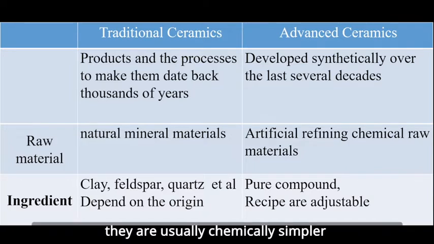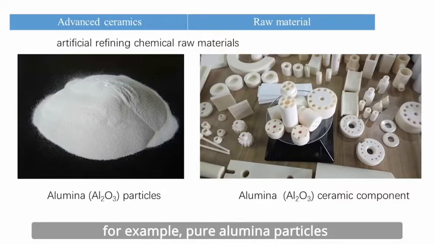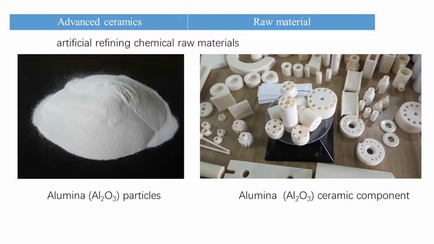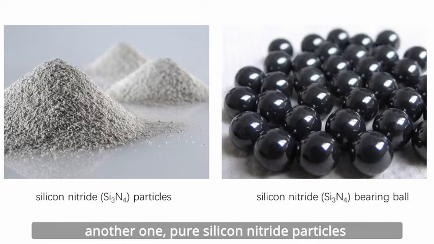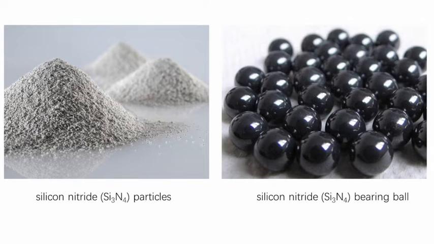They are usually chemically simpler than traditional ceramics. For example, pure alumina particles for alumina ceramic components, and pure silicon carbide particles for silicon carbide ceramic parts. Another one, pure silicon nitride particles for silicon nitride bearing balls.